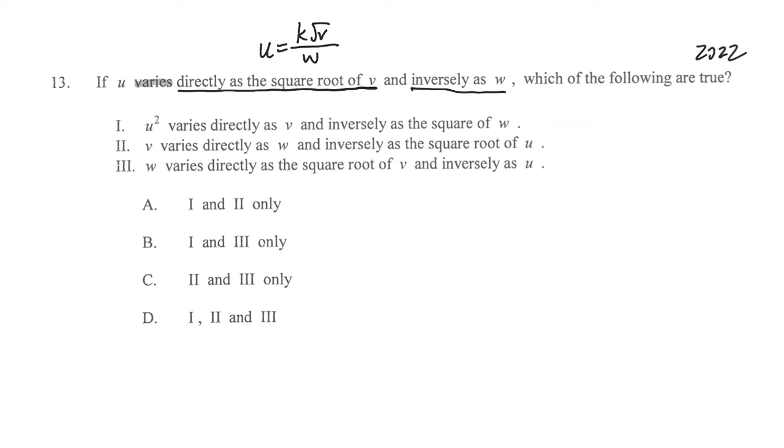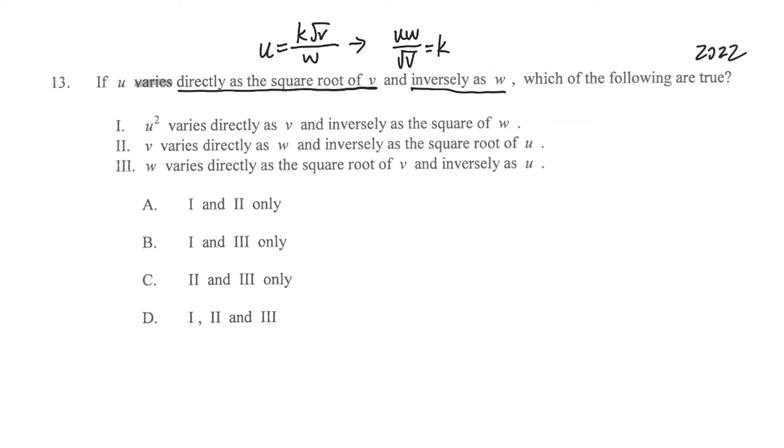All we need to do is move the terms around a little bit. The w is divided at the moment, so you times it to the u, and at the same time you divide the square root of v to the other side, so that you get the constant k alone.